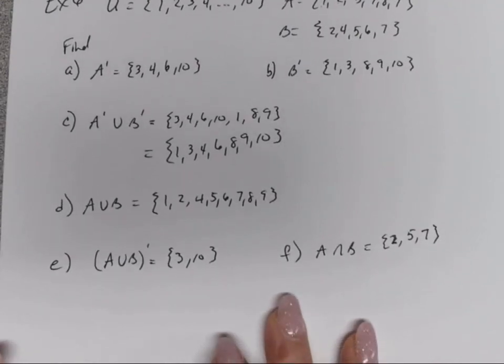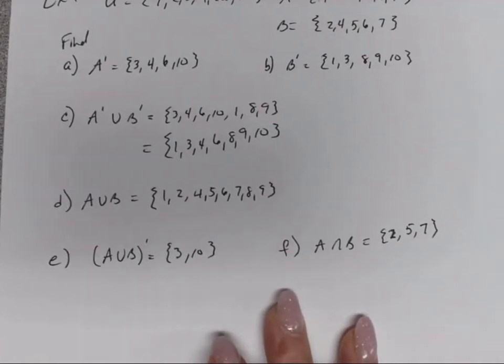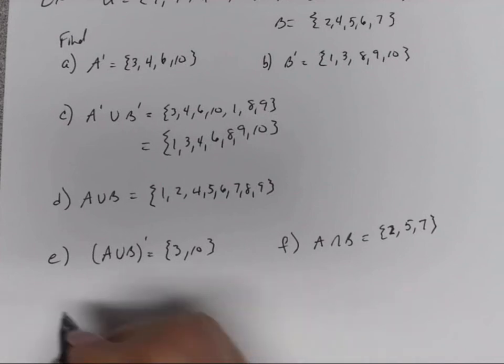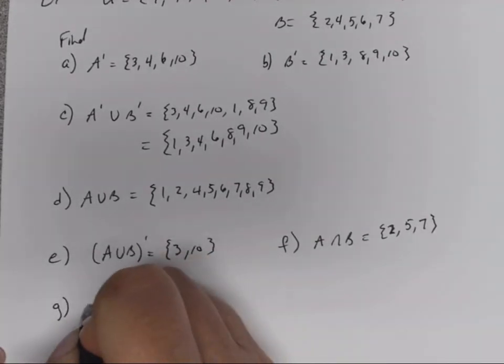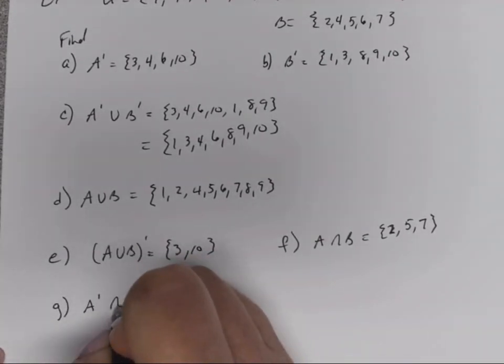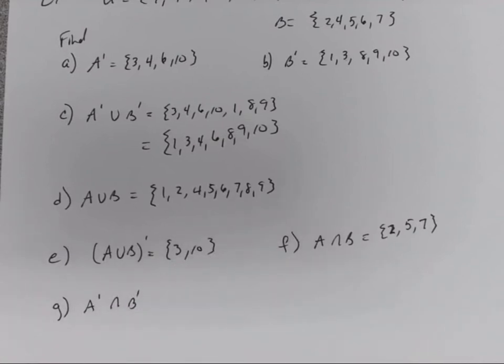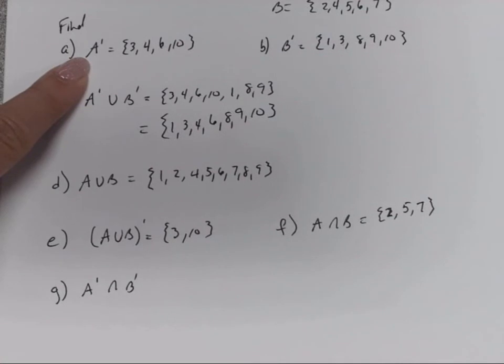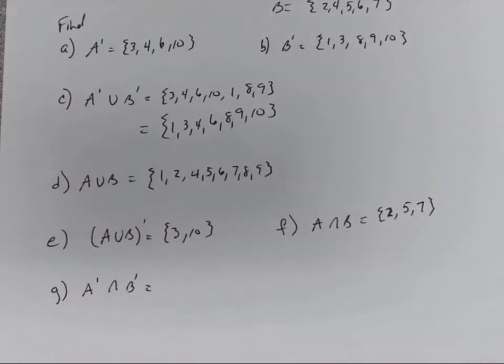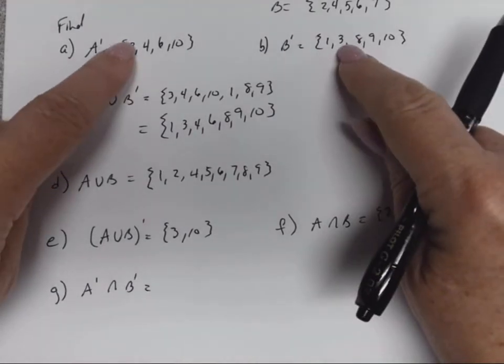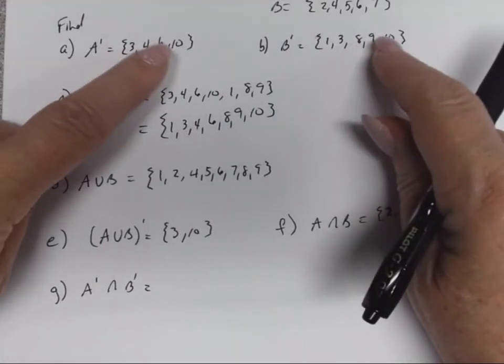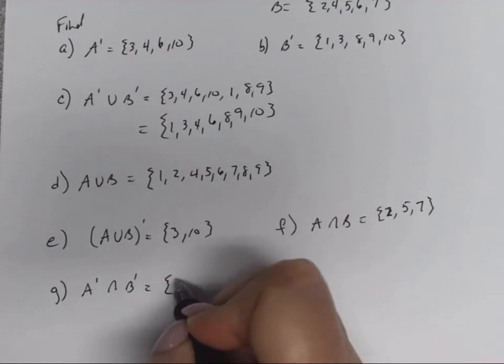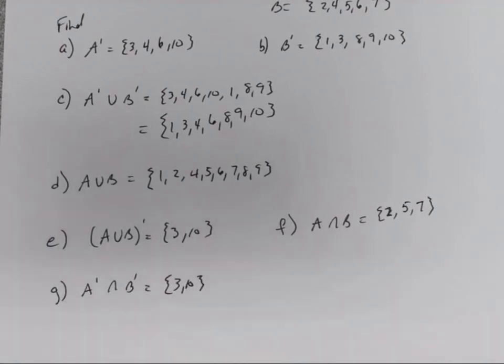So now, let's go find part G. Let's do A complement intersect with B complement. We found the union earlier, but now we're going to find the intersection of their complements. So that's what they have in common. Well, they both have a 3 and they both have a 10. So they have 3 and 10 for their complements.